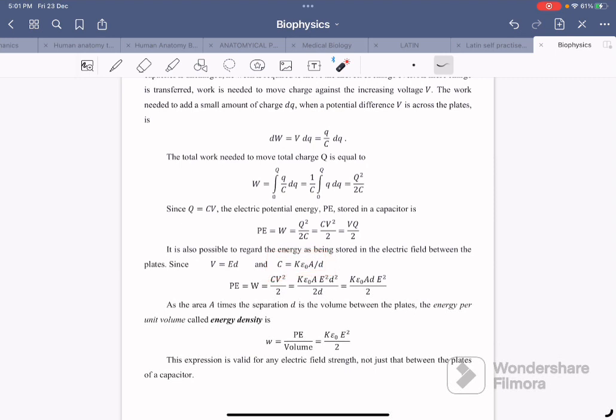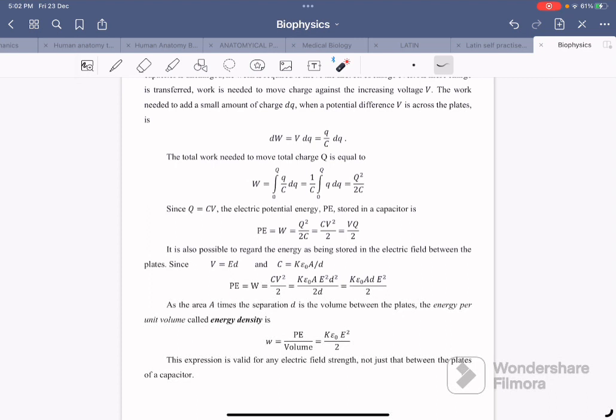So we can possibly regard the energy as being stored in the electric field between the plates. We can assume that energy is being transferred and stored in the capacitor in the form of an electric field. All right, so potential is equal to electric field times distance of separation. Then capacitance equals dielectric constant epsilon naught A divided by D. A is area, D is distance of separation.